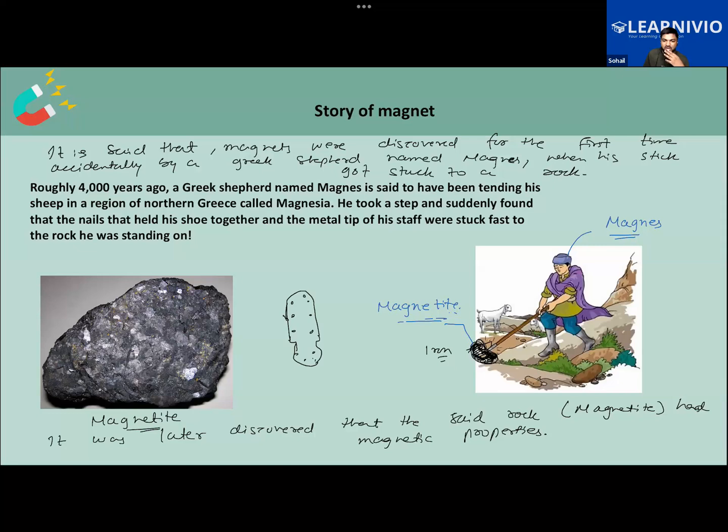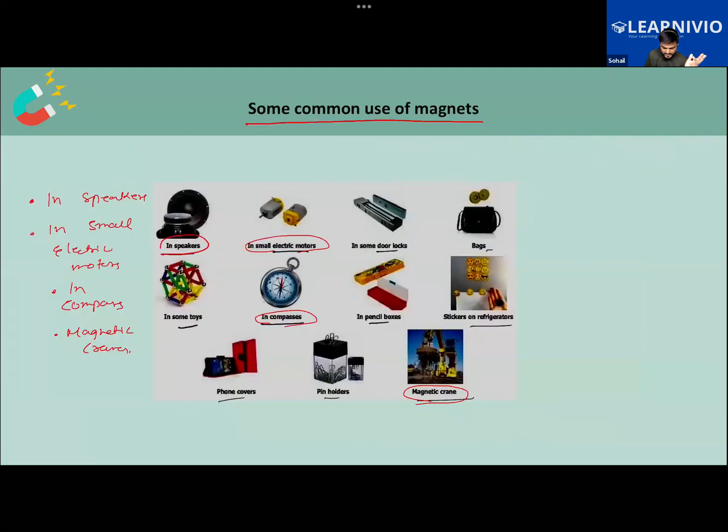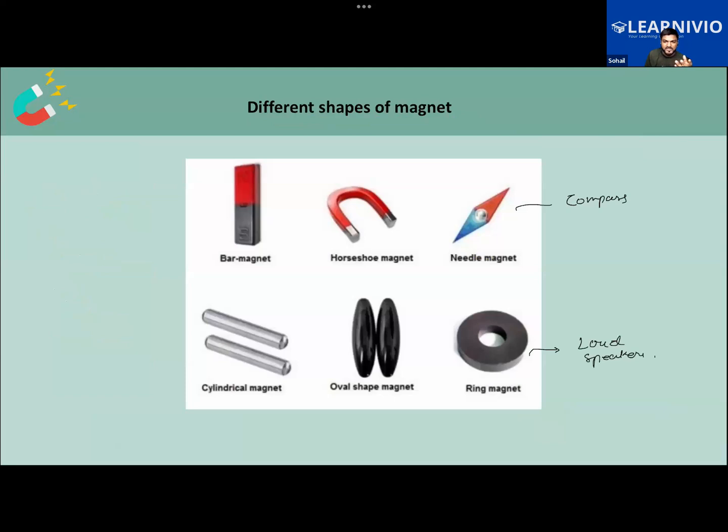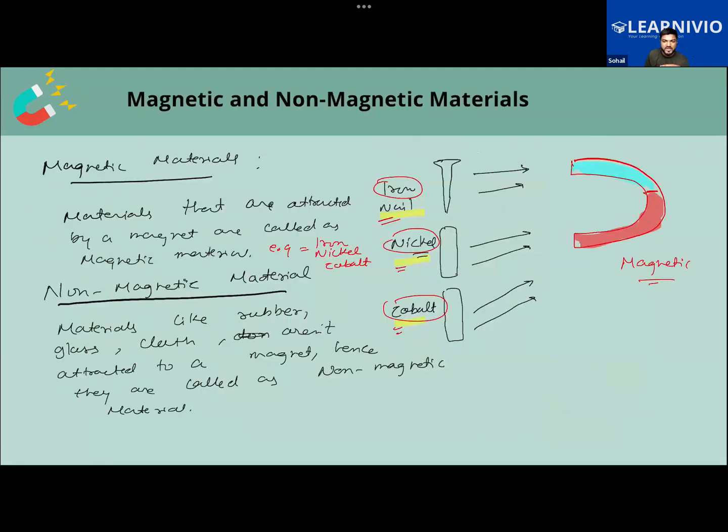Was that rock basically magnetite? That was magnetite. Now we call this a magnet. Basically, we obtain a magnet out of it. Then we learned about some of the uses of magnets. Magnets come in different shapes and sizes, and we have magnetic and non-magnetic materials.